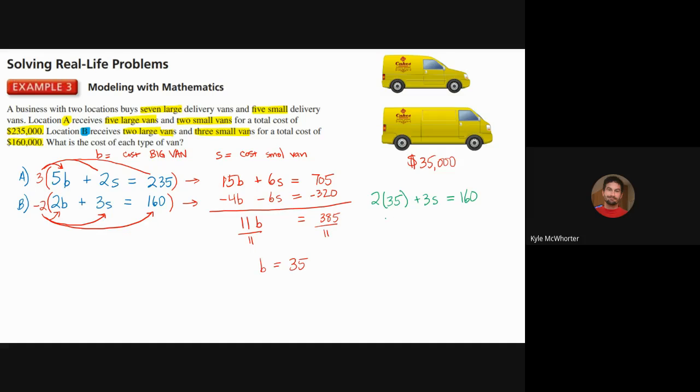So 2 times 35 is 70. Subtract 70 from both sides. Then we get 3s equals 90. Divide by 3, and we get s equals 30. So that means the price of a small van was $30,000.